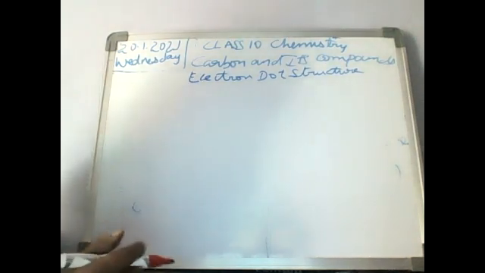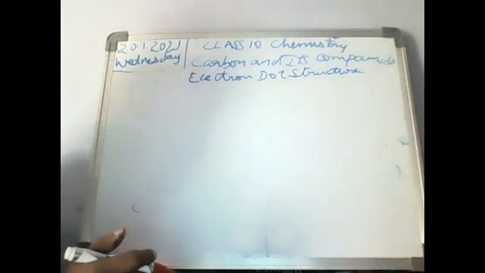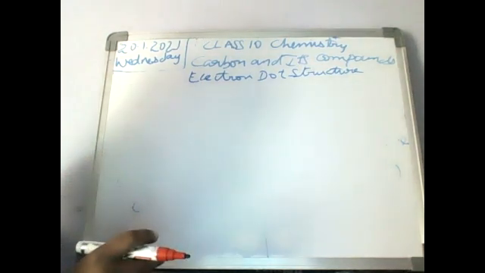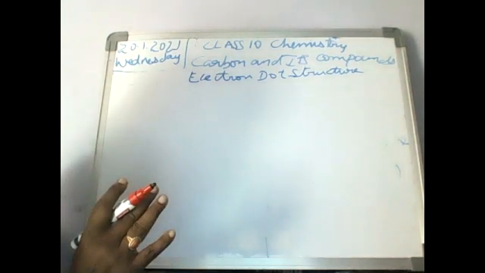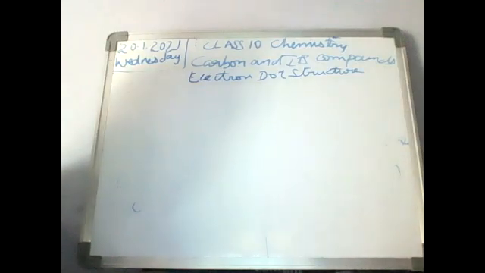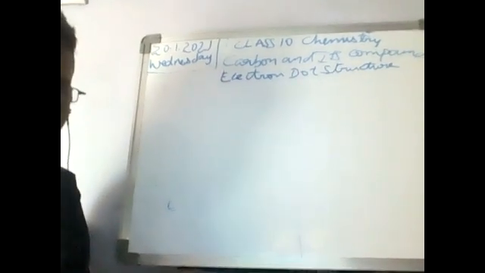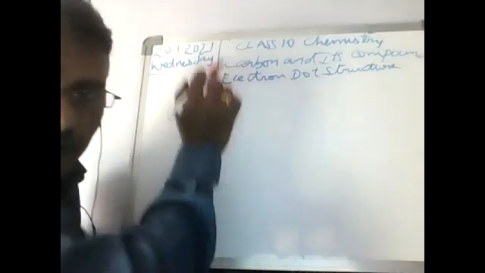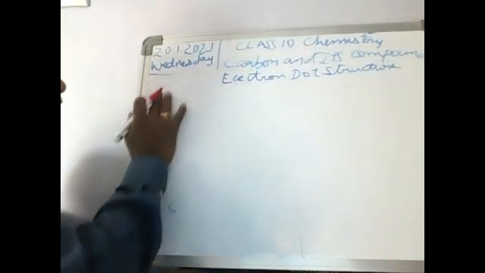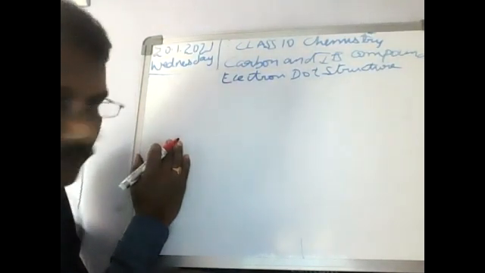Instead of bonds, for making a single bond, we need two electrons. For making a double bond, we need four electrons. For making a triple bond, how many electrons do we need? We need six electrons. So first of all, let's look at methane. How are we going to draw the electron structure for methane?